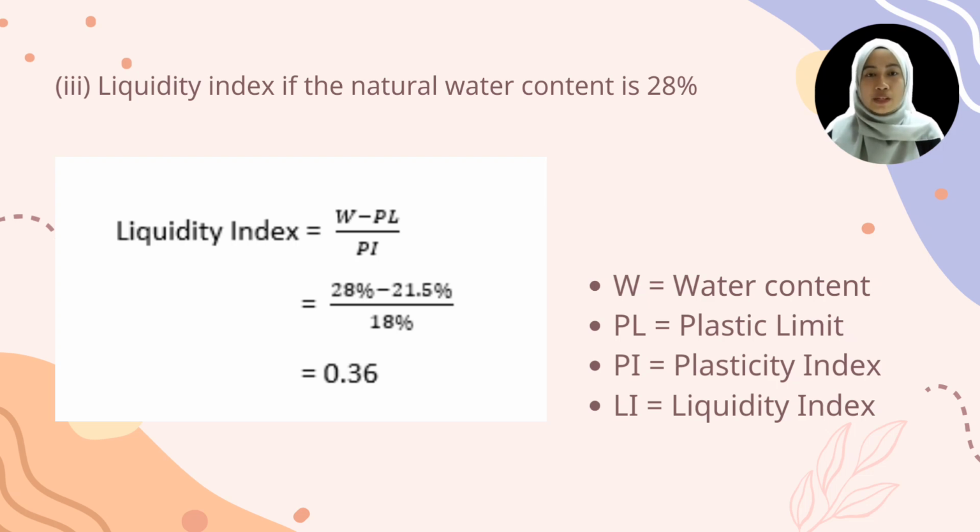For W, we take the value from the question, which is 28% minus PL, which is 21.5, divided by 18%, and the answer is 0.36.